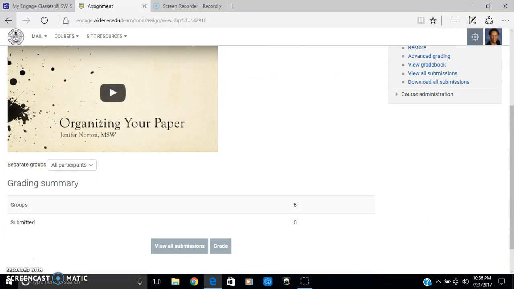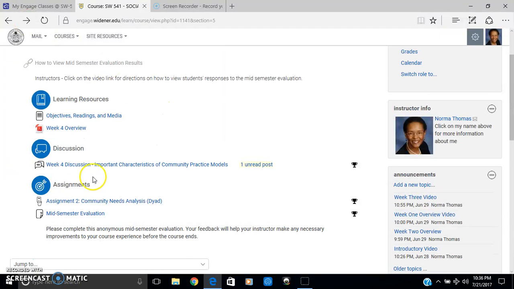This week, you also have the opportunity to provide feedback because it is the mid-semester evaluation. So I encourage you to provide that feedback. And if there are changes that I can make that are within my power to make, then I will be sure to do so. I look forward to reading your posts and reading your initial written papers.